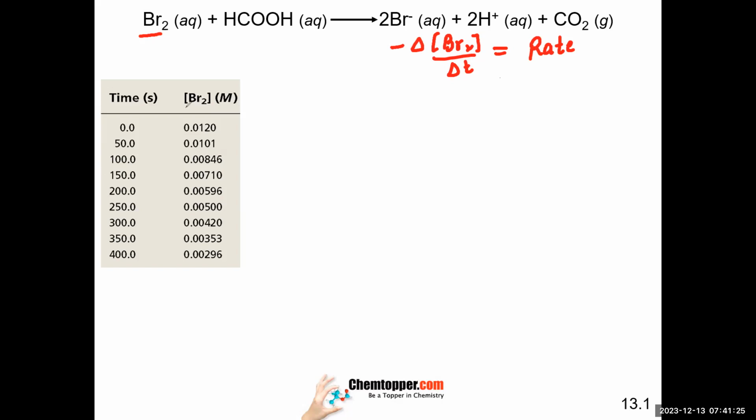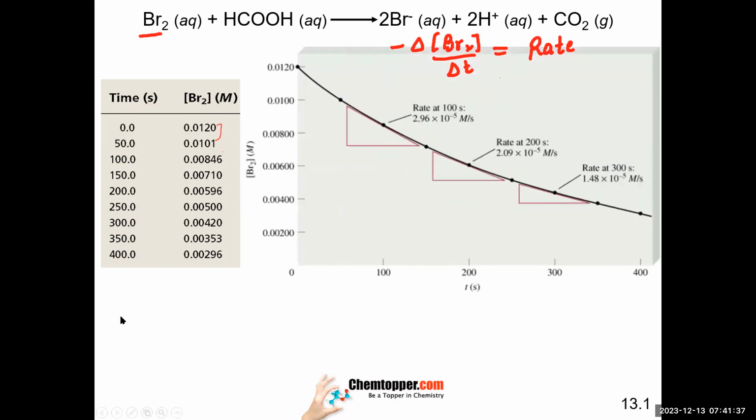Now look at this concentration versus time. If you see carefully and draw a graph of the change in concentration versus time, concentration versus time, you're not getting a straight line. Aditi, we are not getting a straight line, right? What does it mean? It means the change in concentration is not constant.